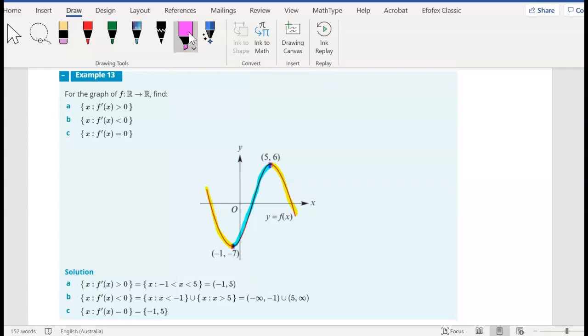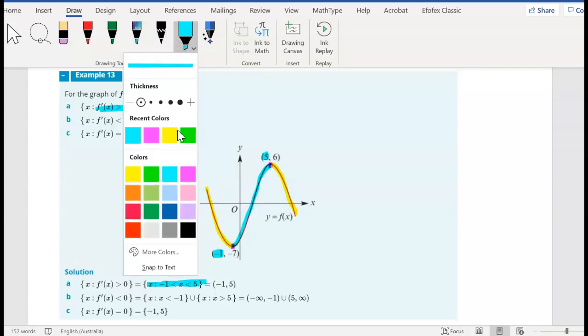Okay, so for the first question, it says, when is your gradient positive? When is your gradient greater than 0? So that is between x equals -1 and x equals 5. So you can see here, x is between -1 and x equals 5. Now see, with your inequality sign, it's not equal to, because actually at -1 and at 5, your gradient is 0. You're not going up or down, you're flat, I guess.